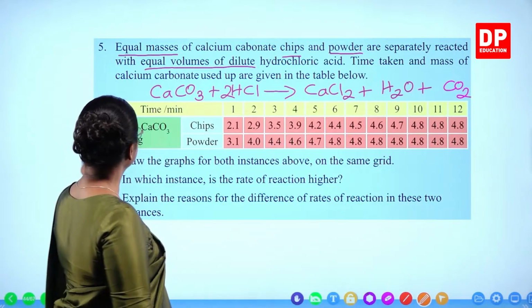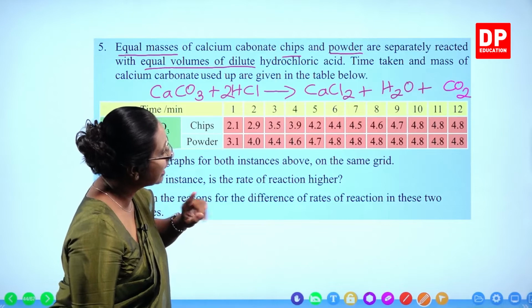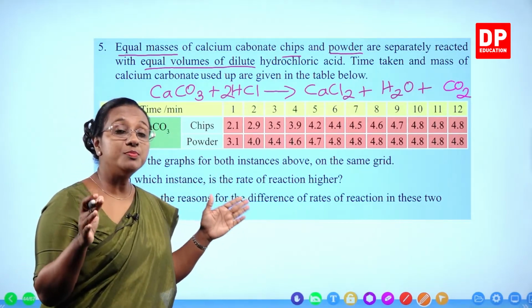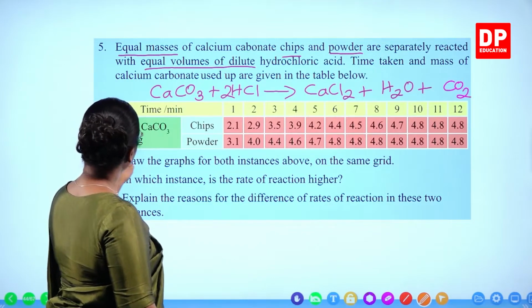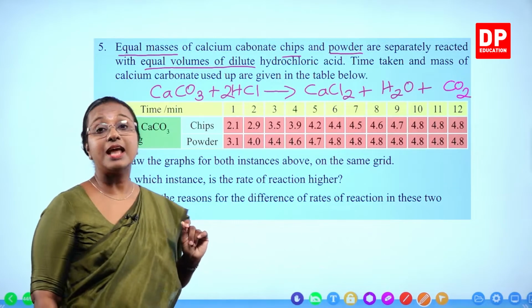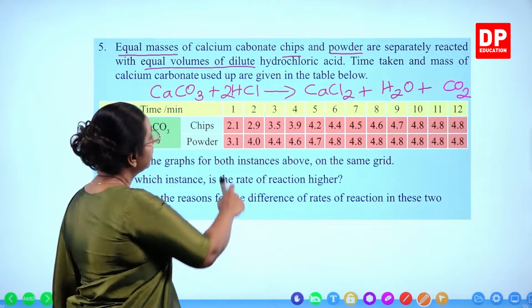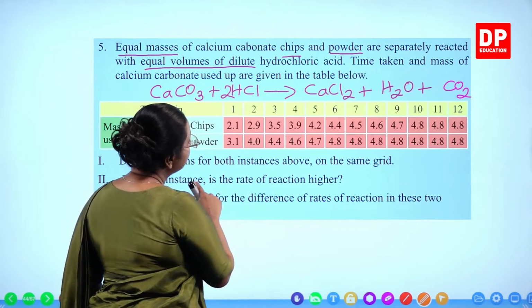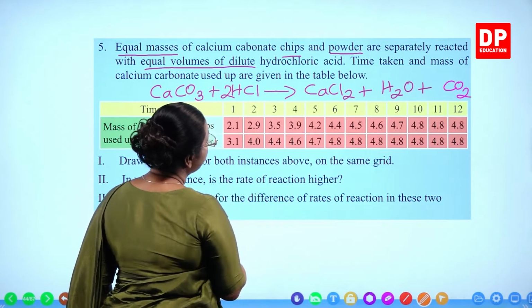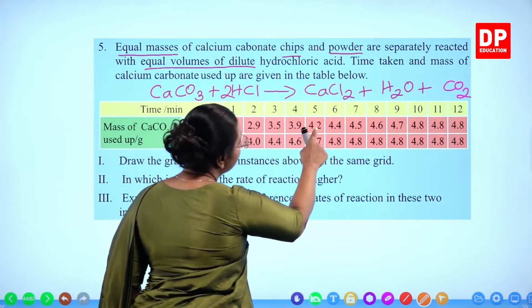So, here you can see time in minutes 1, 2, 3, 4, 5, 6, 7, 8, 9, 10, 11, 12. They have observed up to 12 minutes. And mass of calcium carbonate used up, that is in grams. So, you can see chips and powder. Chips initially in the first minute 2.1 grams. Second minute 2.9 grams, then 3.5 grams. Fourth minute 3.9 grams, then 4.2 grams.